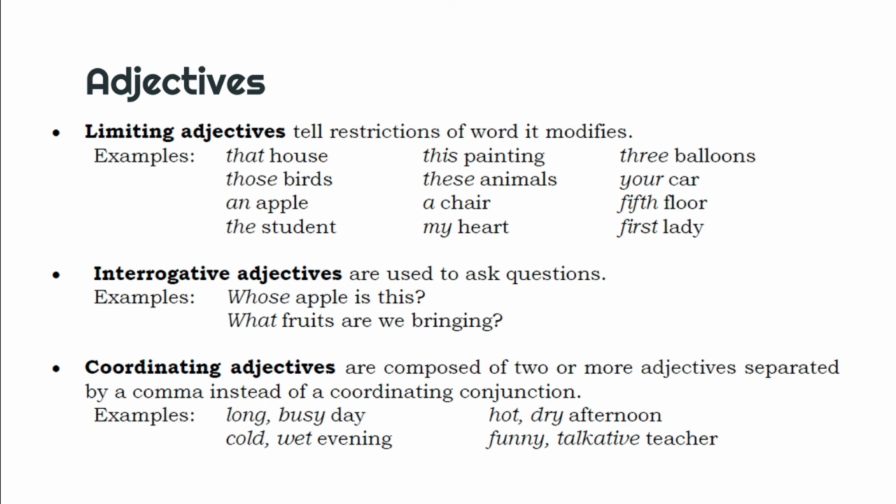Lastly, we have coordinating adjectives. Coordinating adjectives are composed of 2 or more adjectives separated by a comma instead of a coordinating conjunction. Examples: long, busy day; cold, wet evening; hot, dry afternoon; and funny, talkative teacher.